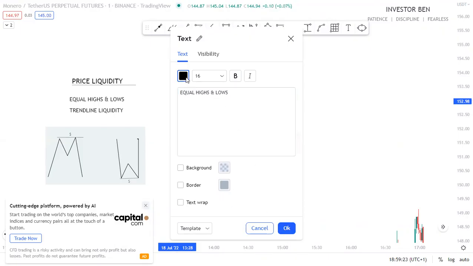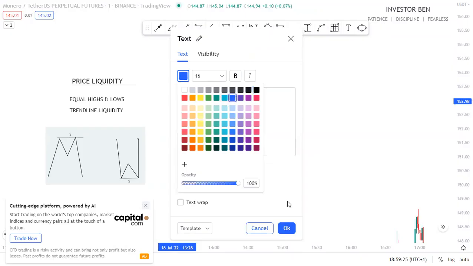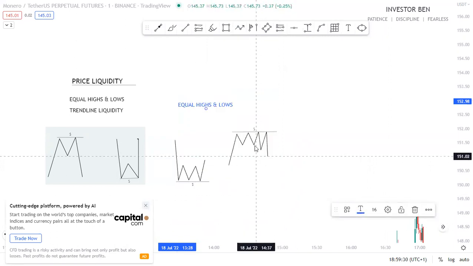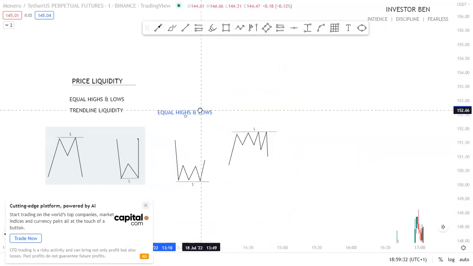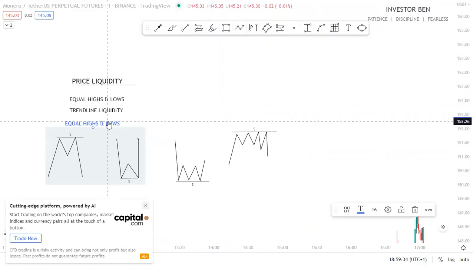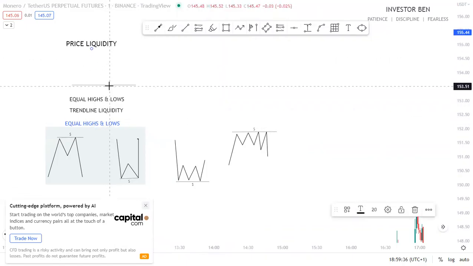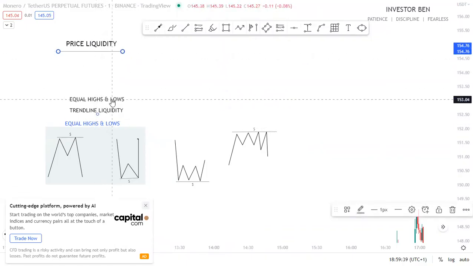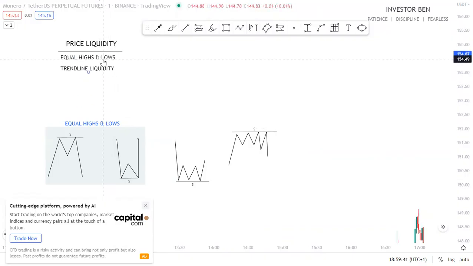Equal highs and lows. How do I mark that? Would that be a nice color for it? Okay, let's see. Equal highs and lows. Okay, let me use this color. This is what I just demonstrated here: price making equal highs and equal lows, right?